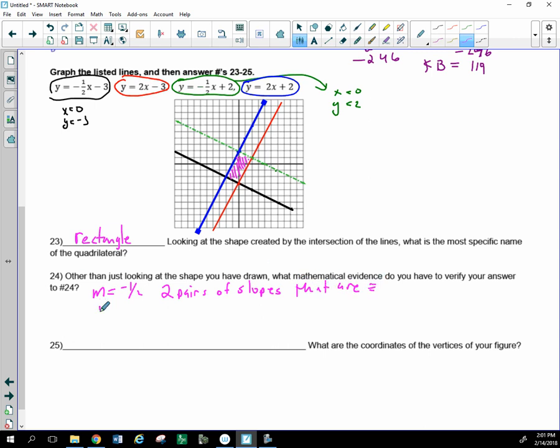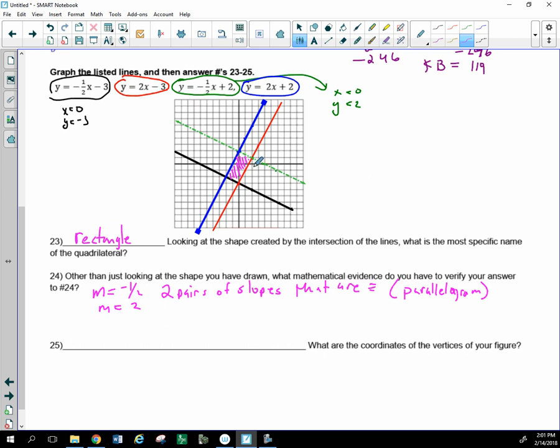So it's one slope of negative 1/2 and the other slope of 2. So that makes it, by definition, a parallelogram. Right, so I've proven that it's a parallelogram by just looking at it, that I've got 2 slopes of negative 1/2, 2 slopes of 2, parallelogram. Now, trapezoid and kite are gone from this. I don't have to worry about that.